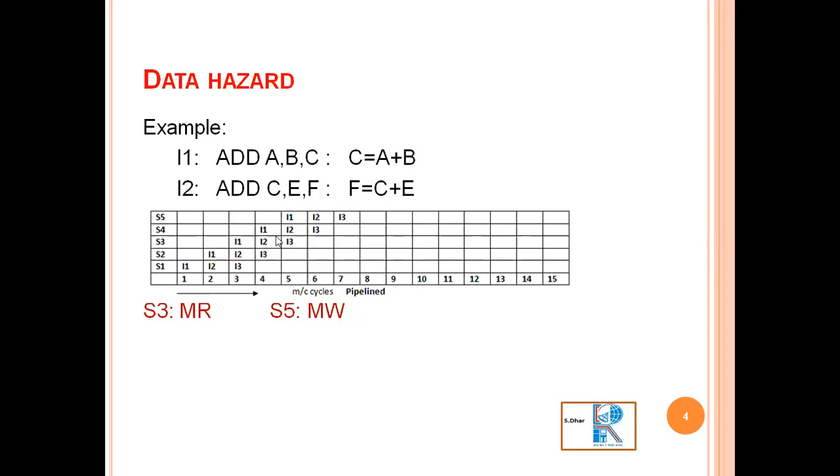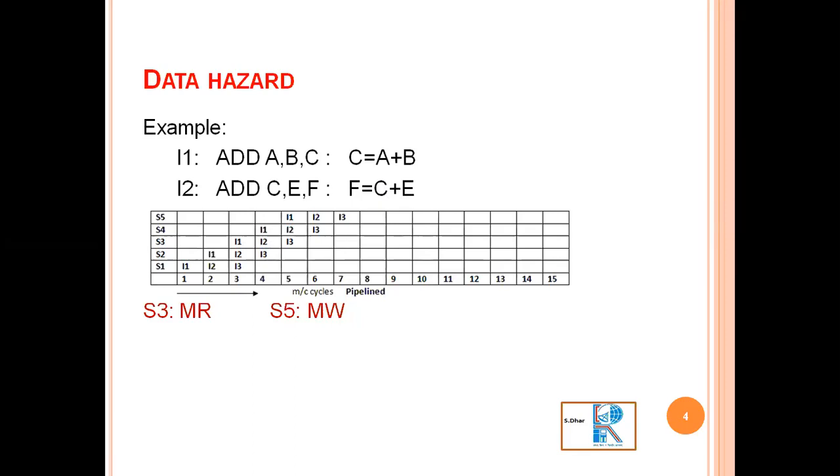Clear? That means when I2 comes in the S3 stage, I1 comes in the S4 stage, not the S5 stage. Again I repeat, when I2 comes in the S3 stage, it will read the data. Read the data means read the value of C and E. So in the S3 stage, I2 will read the data of C.